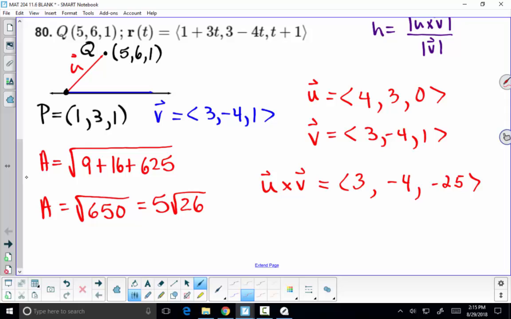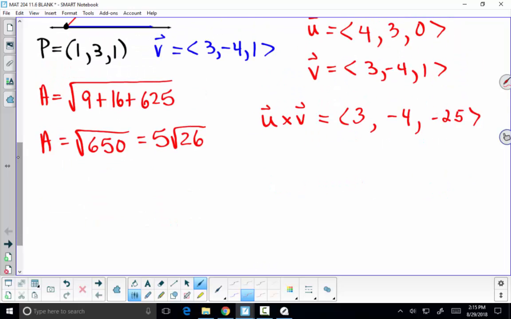Now we find the length of the base. The length of the base will be the magnitude of vector v. So we find the magnitude of vector v. That will be the square root of 9 plus 16 plus 1. Square root of 27.